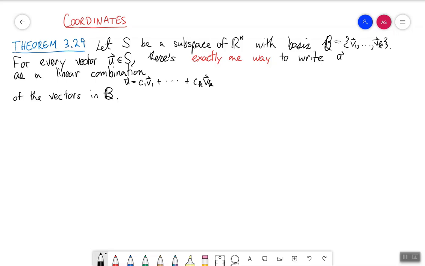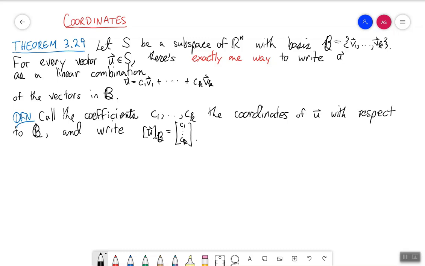Let S be a subspace of Rn with basis v1 through vk, and I'm giving it a name. I'm calling that basis B. For every vector u in S, there is exactly one way to write u as a linear combination of the vectors in that basis. I'm not going to prove this theorem, but you can look in the book for that. However, this theorem motivates the following definition.